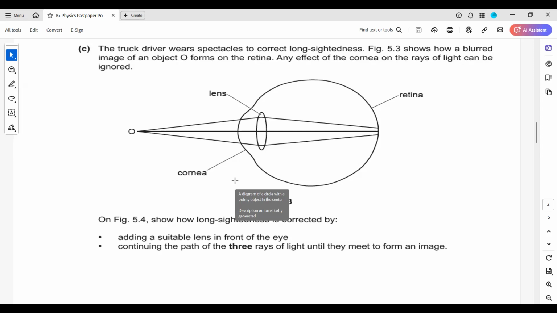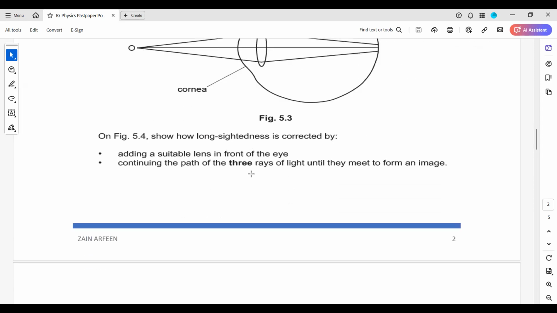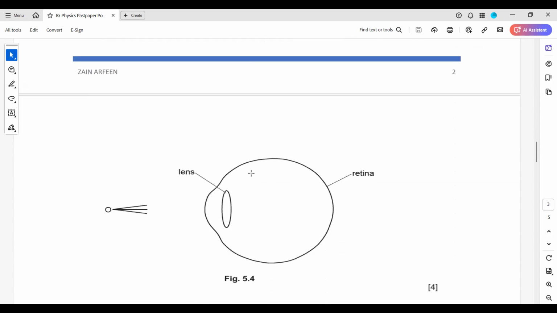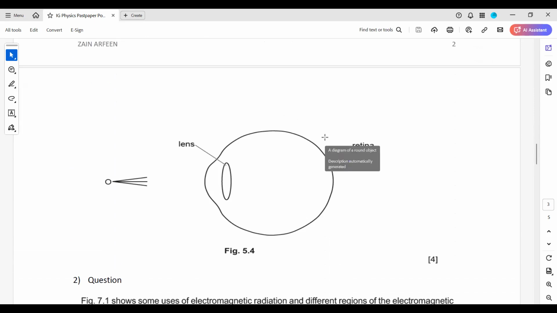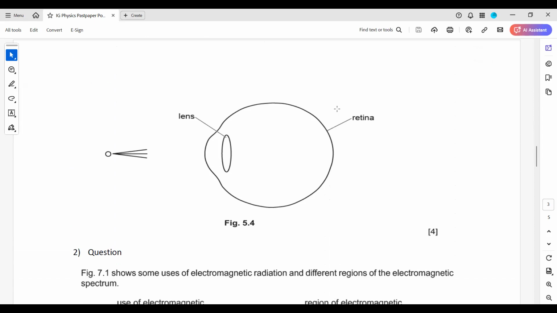So the next figure. This is pop quiz 8, first one. Which lens do we use? We use a convex lens, a converging lens, for long-sightedness. So we draw a convex lens or a converging lens.